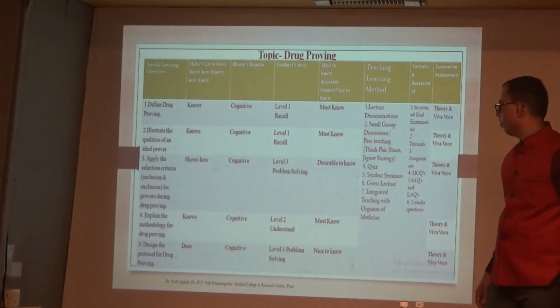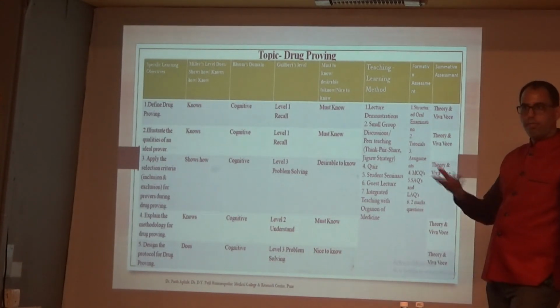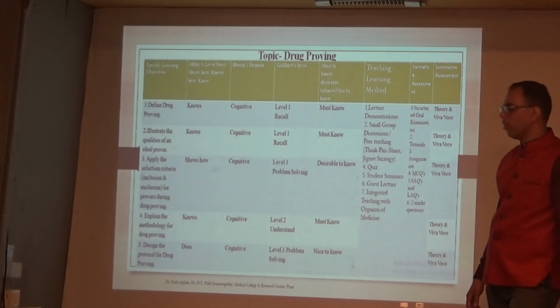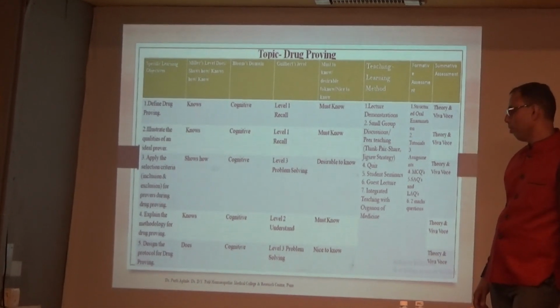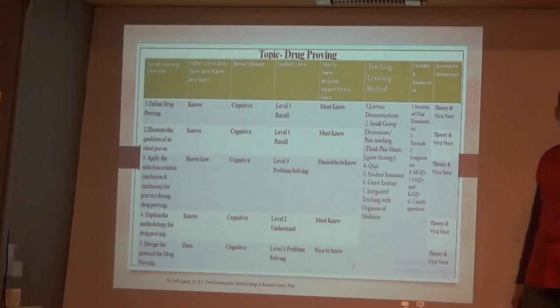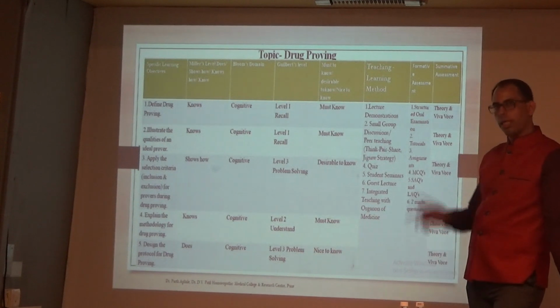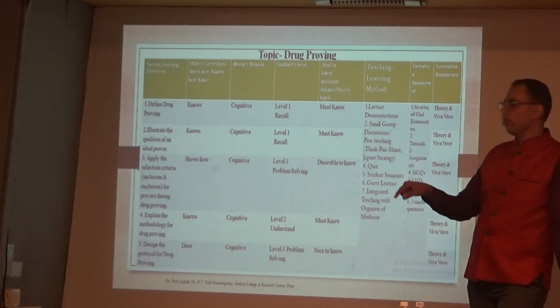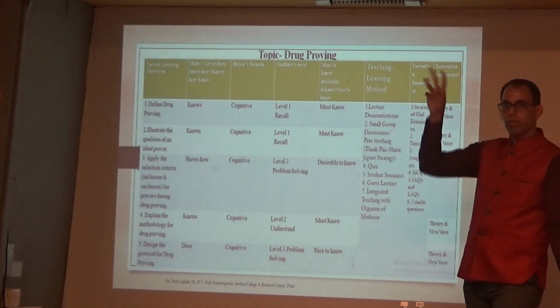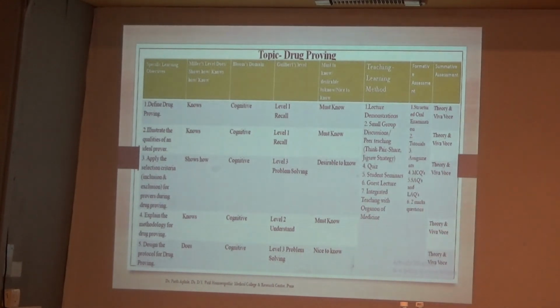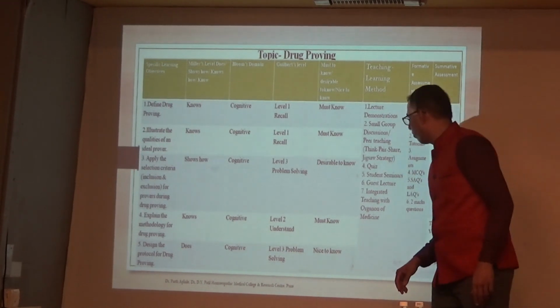Again, it comes under the cognitive domain. Next, as we have all discussed, explain the methodology of drug proving. It comes under understanding, level 2, cognitive domain, and again must know; he must know the methodology. Design the protocol for drug proving: he designs the protocol, he has the knowledge. Level 3, problem solving, nice to know. Not all students will be expected to design the protocol for drug proving. It is nice to know, level 3.